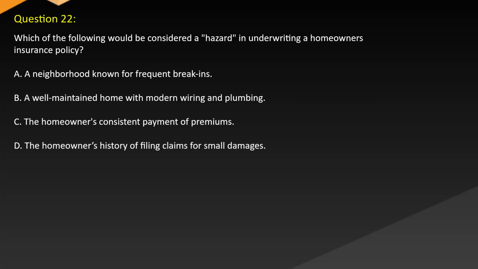Question 22. Which of the following would be considered a hazard in underwriting a homeowner's insurance policy? A. A neighborhood known for frequent break-ins. B. A well-maintained home with modern wiring and plumbing. C. The homeowner's consistent payment of premiums. D. The homeowner's history of filing claims for small damages.